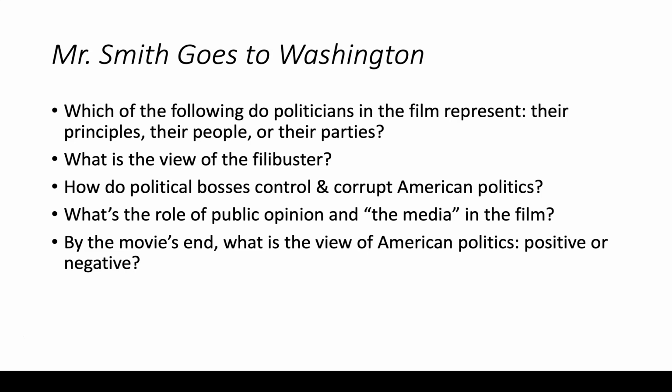And by the movie's end, what is the view of American politics? What does this movie leave you with in terms of thinking about American politics in either positive or negative lights? Your discussion board, along with your personal journal entry, will be focused on this movie.